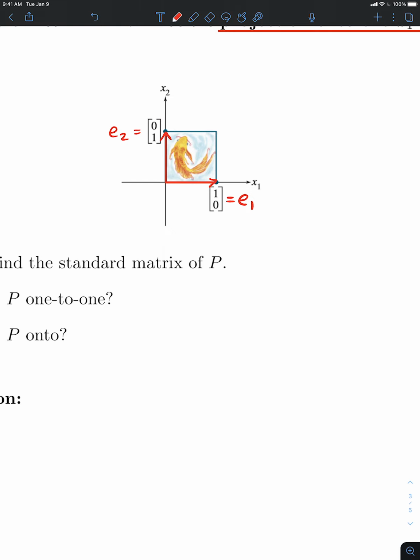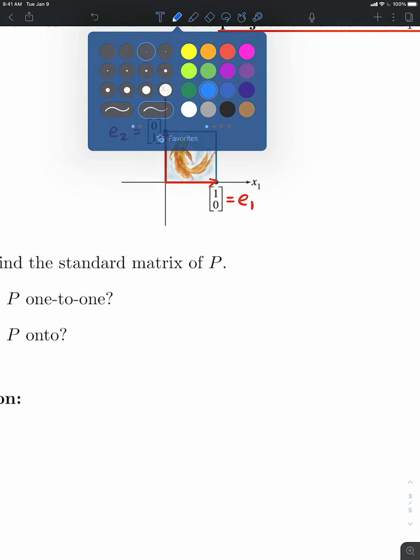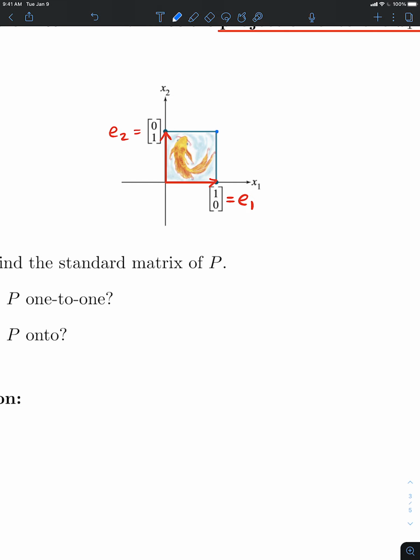you could see that those two arrows determine a square. If I were to draw the parallelogram rule, as if I was going to add these two vectors, the parallelogram that I get would in fact be this exact square. This is referred to as the unit square.